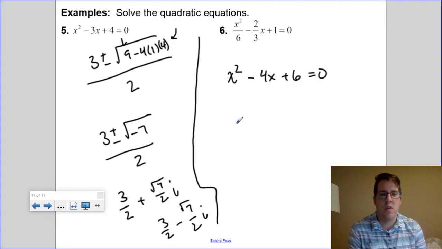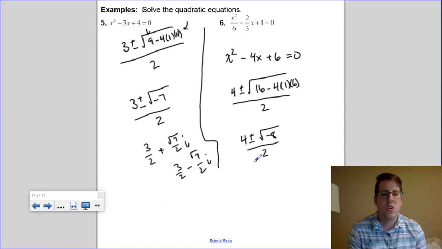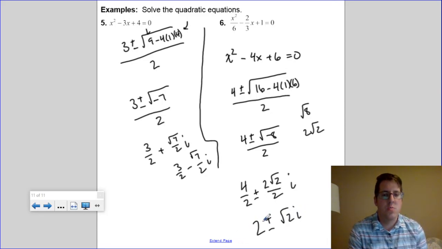Let's use the quadratic formula for that. So 4 plus or minus the square root of 16 minus 4 times 1 times 6 all over 2 times 1. So I've got that 16 minus 24. 4 plus or minus the square root of negative 8 all over 2, which, if you remember from geometry, the square root of 8 is 2 root 2. So 4 over 2 plus or minus 2 root 2 over 2i. Well, that simplifies down. So 2 plus or minus root 2i, which, depending on who you talk to, you can either write it as a 2 plus or minus, or you might want to write it as 2 separate answers.